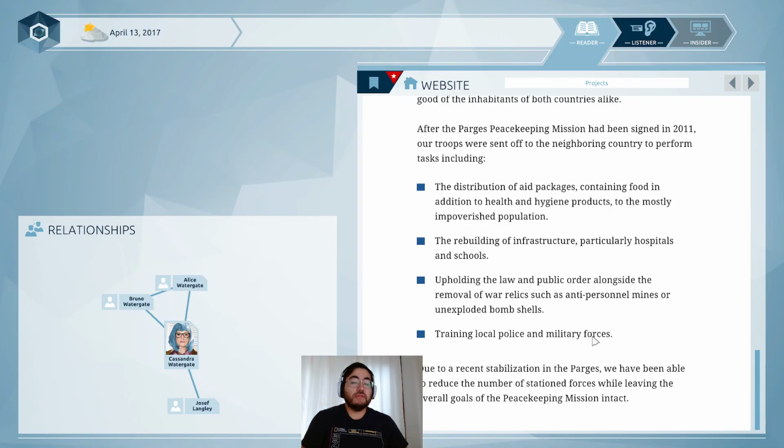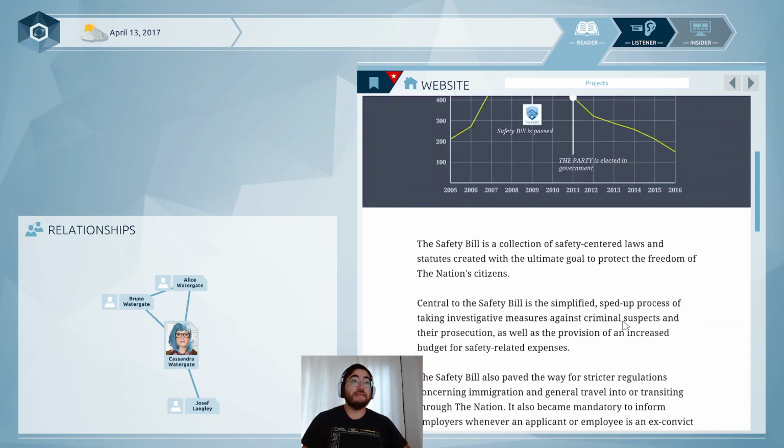Training local police and military forces. So they're trying to train them so that they don't have to be there forever. They can try to get the police and military of Parges to do their job. Due to a recent stabilization in the Parges, we have been able to reduce the number of stationed forces while leaving the overall goals of the peacekeeping mission intact. Okay.